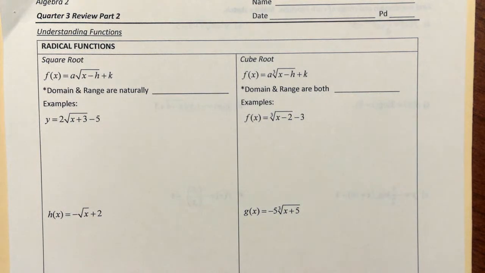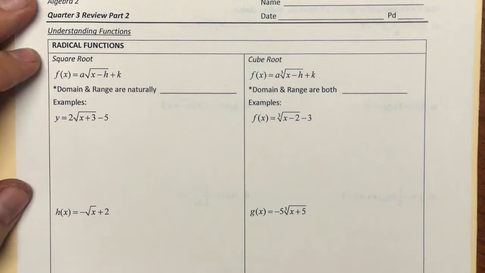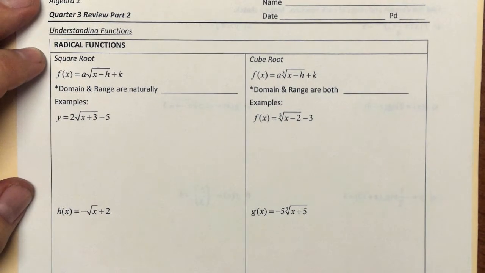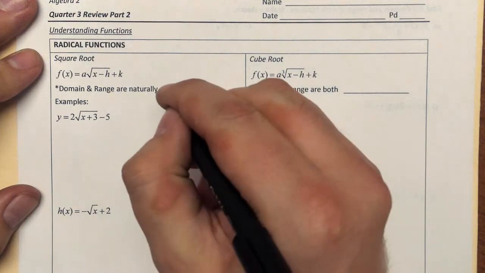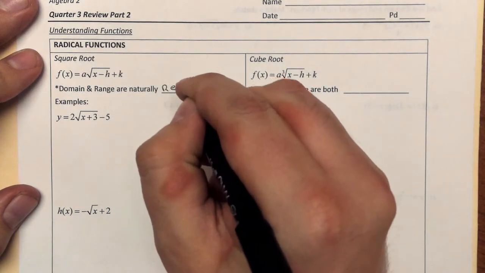All right, I want to take a look at the functions that we have dealt with over the last 2 units, radical functions and exponential and logarithmic functions. So first off, let's take a look at a square root function. Now the square root function, unlike polynomials and quadratics and absolute values that we had dealt with in the past, this is the first function where the domain and range are naturally restricted or limited.